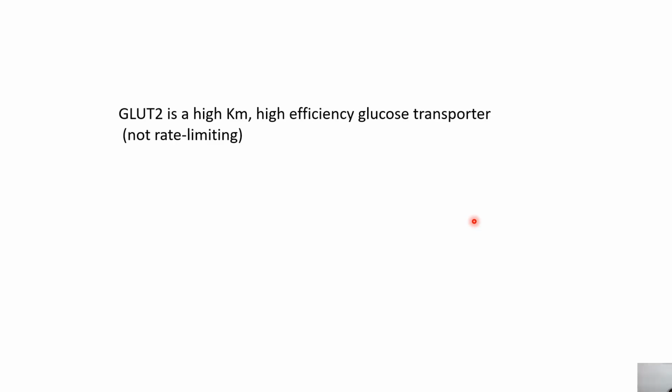So GLUT2 is a high Km, high capacity glucose transporter. So it is not rate limiting, correct? So that is what we know about GLUT. GLUT2 is one of the most popular, known glucose transporters.